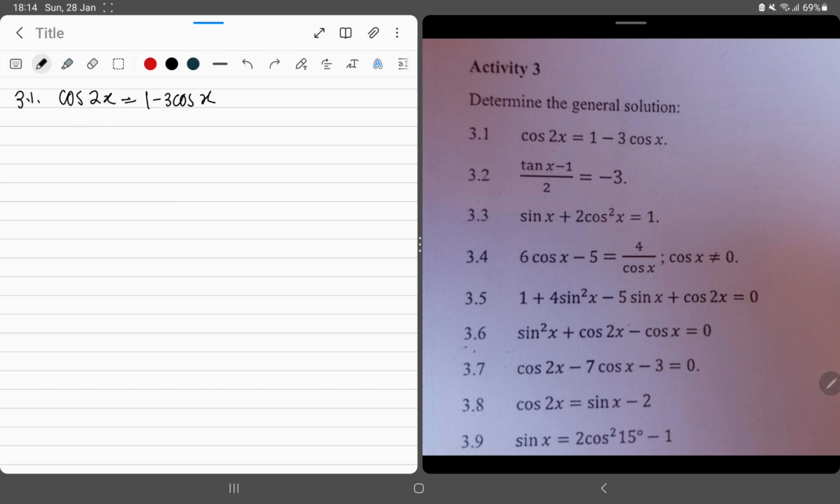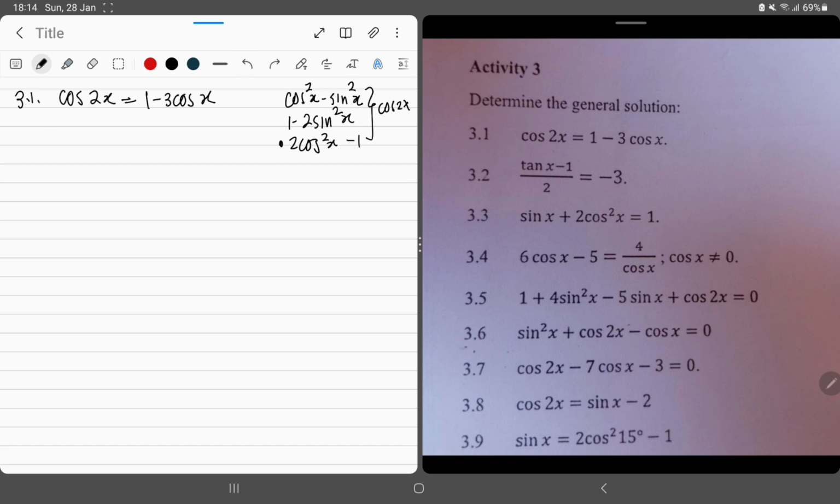We have cos squared x minus sine squared x. We have 1 minus 2 sine squared x. We also have 2 cos squared x minus 1. So all of these three represent cos 2x. So I'm going to pick the one with the cos, since I already have a cos on the right hand side.